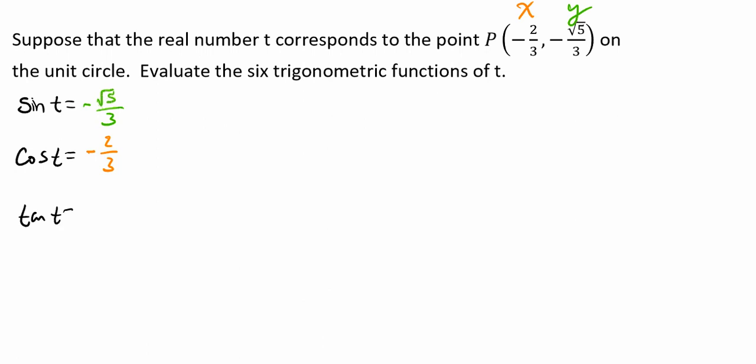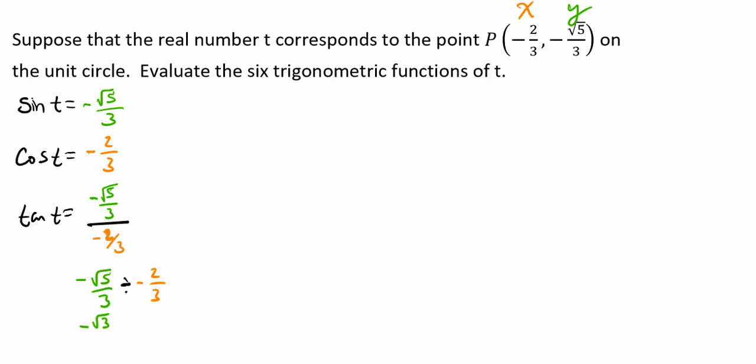Our tangent of t is supposed to be our y over our x. So we're going to go ahead and stack those. So we'll have negative radical 5 over 3, divided by -2 over 3. And now we need to rewrite this so we can actually find its value. So we're going to keep, change, flip here.